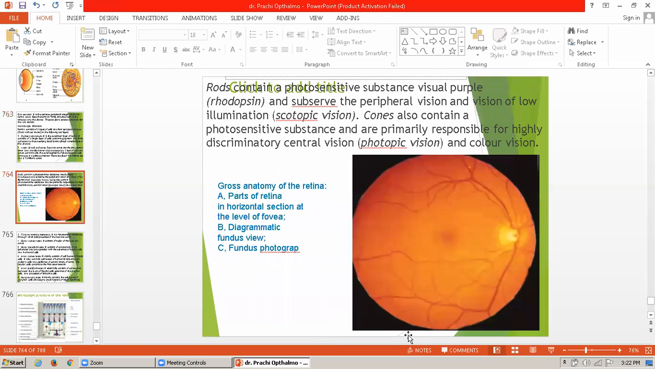Then rods contain a photosensitive substance, visual purple, that is rhodopsin, and subserve peripheral vision and vision in low illumination, that is scotopic vision. And the cones also contain a photosensitive substance and are primarily responsible for highly discriminatory central vision, that is photopic vision, and color vision.